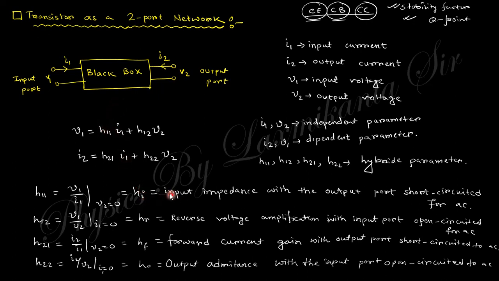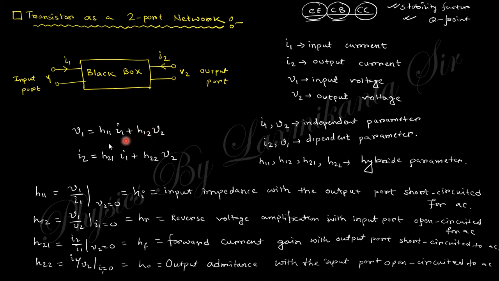So H11 is nothing but Hi. Why is this Hi? I comes from input. So this is the input impedance. Why impedance? Because this is voltage by current. And V2 equals 0 means the output is short circuited. So I think the constant H11 is clear. What about H12?